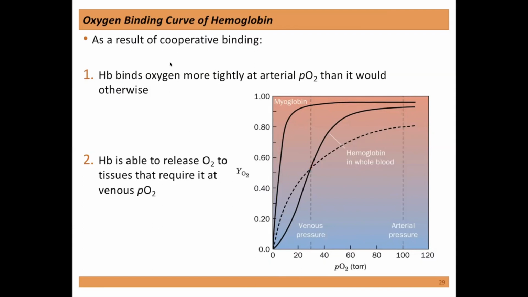So there's this delicate interplay between these subunits, where myoglobin only has one binding site. So it's kind of all or nothing type of binding. Either the myoglobin's there, or I get to a low enough pressure and the oxygen will dissociate kind of all at once.